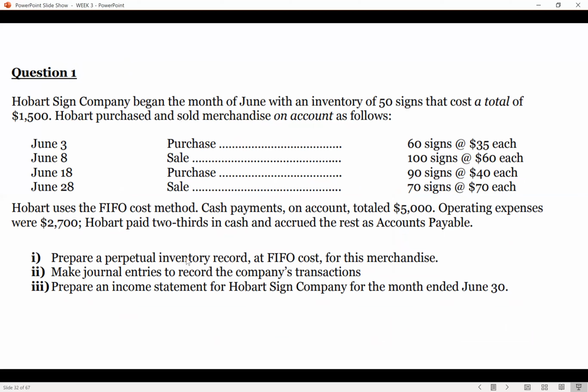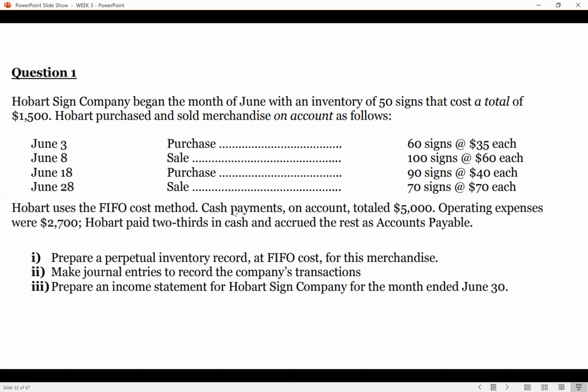We would have prepared the inventory record and we made journal entries, but it was just for the inventory record. Other things happened here, right? He made cash payments and he had operating expense. We still need to journalize those transactions, right?